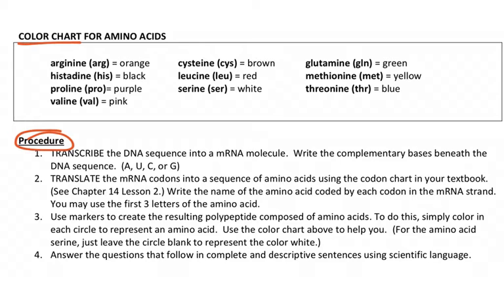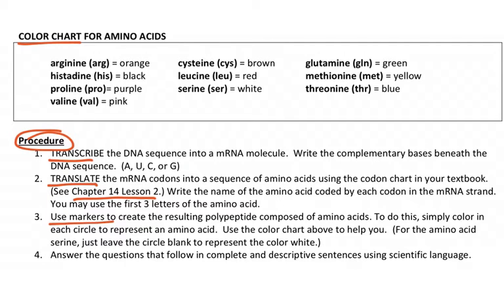According to the procedure, step 1 says, transcribe the DNA sequence into an mRNA molecule. Write the complementary bases beneath the DNA sequence, A, U, C, or G. Translate the mRNA codons into a sequence of amino acids using the codon chart in your textbook. Remember, this is Chapter 14, Lesson 2. Write the name of the amino acid coded by each codon in the mRNA strand. You may use the first 3 letters of the amino acid.